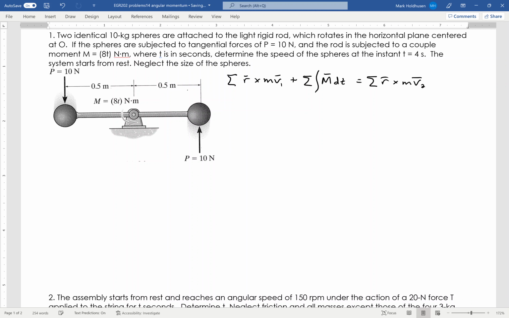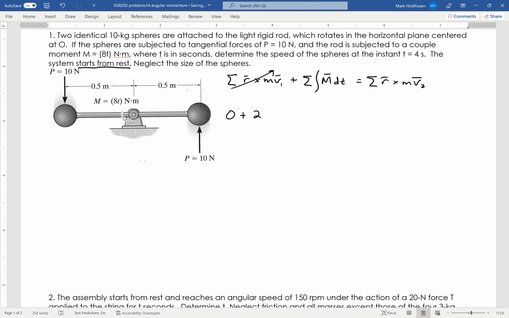I guess I didn't do the initial over here, right? So again, I believe it says it starts from rest right here. So this whole thing goes to 0. So it's 0 plus, now what are all the moments occurring on this guy? The first one that I'm looking at is the 10 newtons. And there's two of them. They're creating positive moments, so I'm going to go positive.